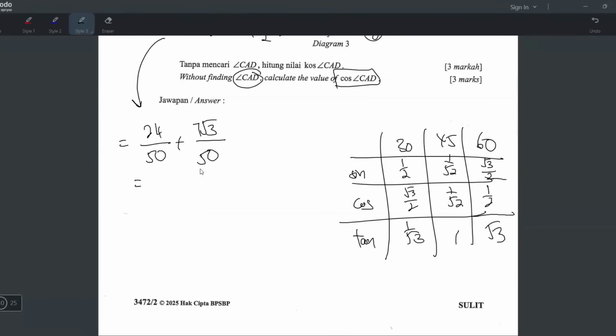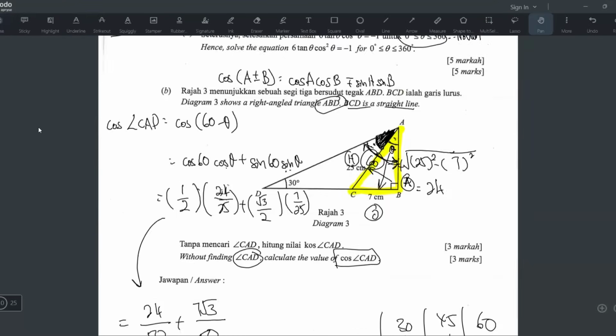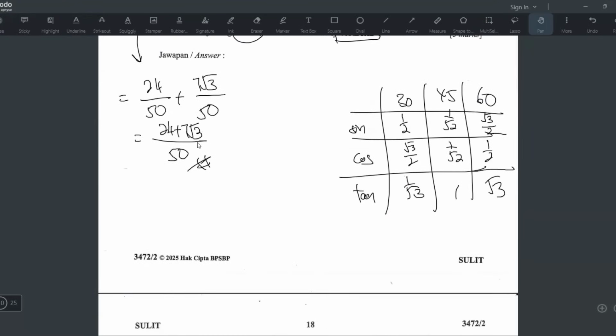So if the bottom is the same, with the plus in the middle, we can combine into one fraction. 24 plus 7 square root 3 over 50. Yeah, that's the answer. Right? Okay, that's all. Okay, this one cannot simplify already, right?